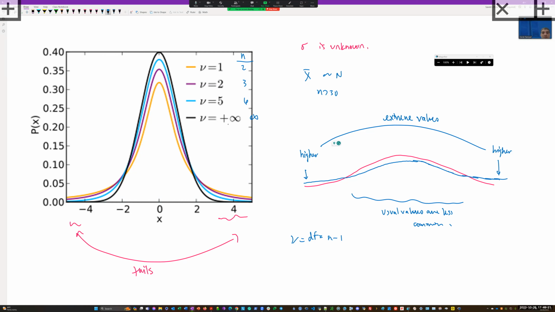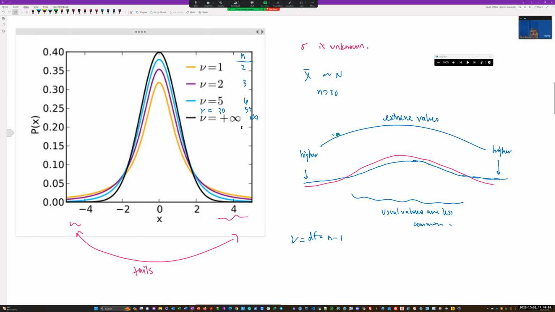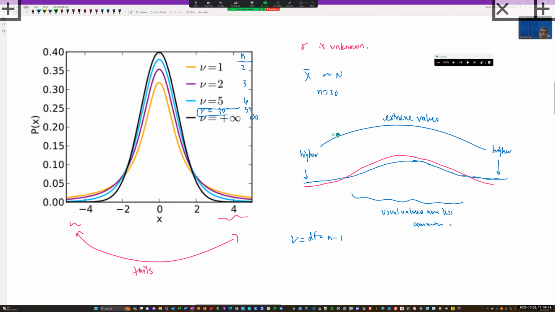Well, he didn't write this one here. He should have written something here about 29 also. Or let's say 30, I'm sorry. 30. Because then this would be greater than 30. All right. This infinity one will be almost identical to the one with 30.